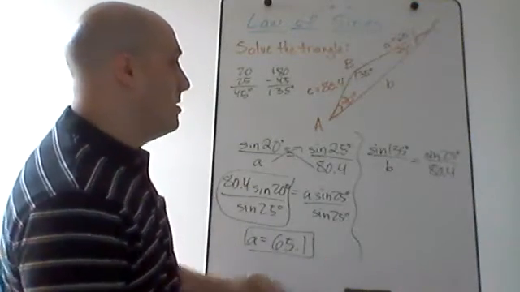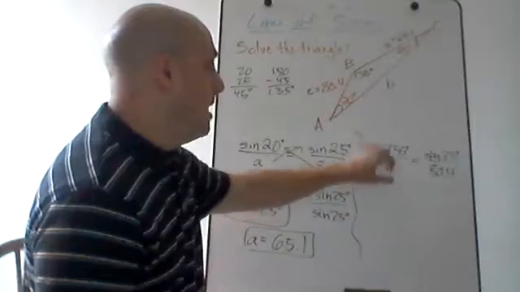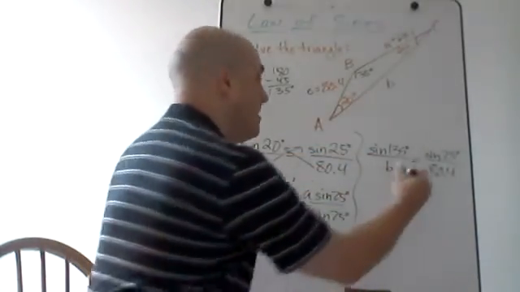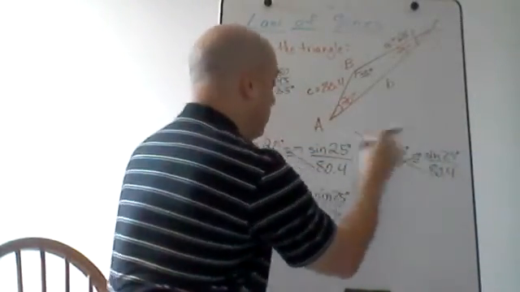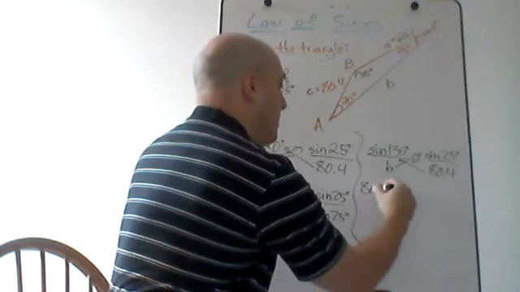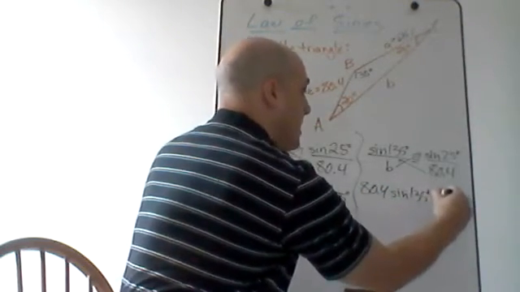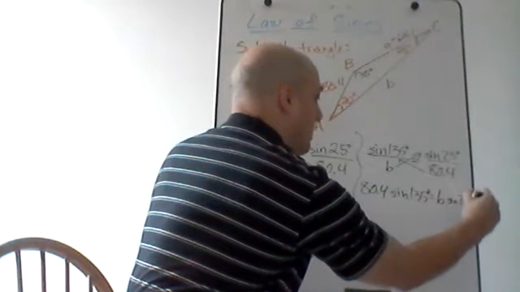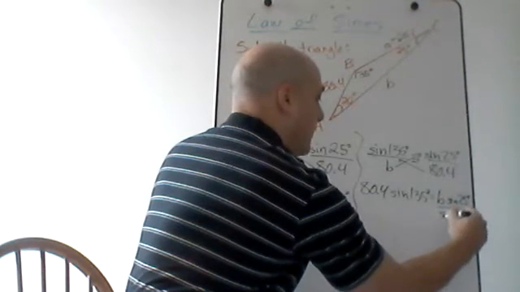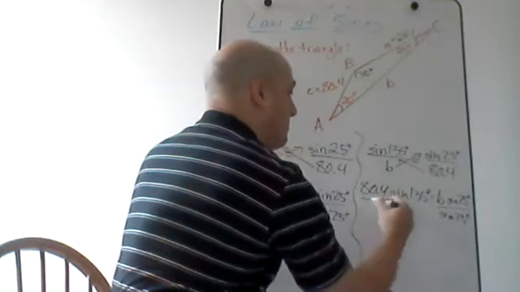All right, so I want to solve now for side B. I already have my law of sines set up. So once again, I do the same steps I did over on this side. I cross multiply. I'm going to get 80.4 times the sine of 135 degrees equals B times the sine of 25 degrees, and I divide both sides by the sine of 25 degrees.